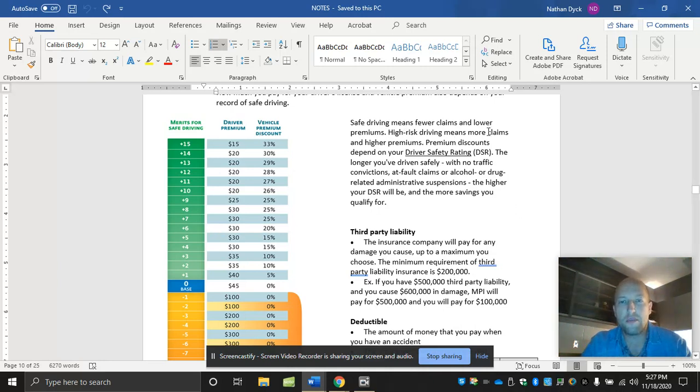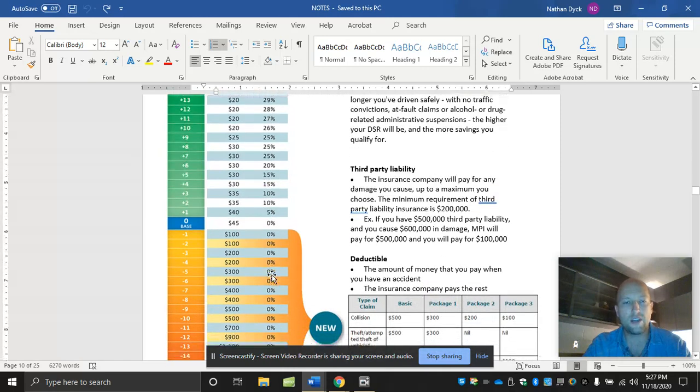High risk driving means more claims and higher premiums. Premiums discount depending on your driver safety rating. So if you're able to drive without getting a ticket for 15 years, you're going to have 15 merits. You're going to have a savings of only $30 on your driver premium, but the vehicle premium discount is at 33%. So quite a lot if you're looking at that.